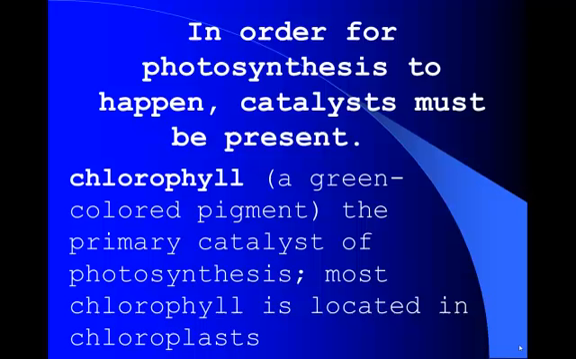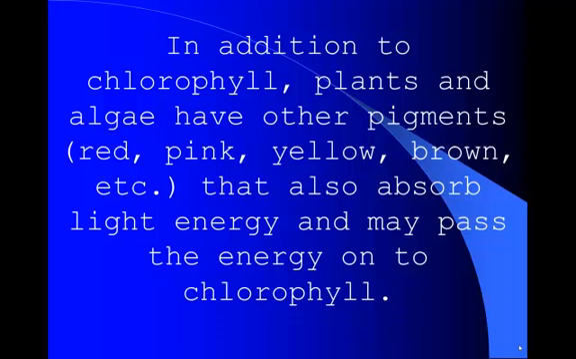So a few things you need to know about chlorophyll. You need to know that it is a green-colored pigment, the primary catalyst of photosynthesis, and that most chlorophyll is located in chloroplasts. Most of that is review. And we'll study more of that when we get into plants. In addition to chlorophyll, plants and algae have other pigments, red, pink, yellow, brown, etc. They all absorb light energy, and they give that light energy to the chlorophyll.